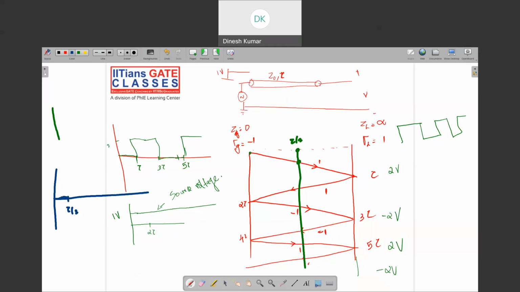So from tau by 2, the next tau by 2, if you check here, it will take another tau by 2 time to reach here, right? So this is already tau by 2, then tau, then 3 tau by 2. So up to 3 tau by 2, this will remain at 1 volt, right? Then here what happens is it will go to 2 volt at 3 tau by 2. It will go to 2 volt.